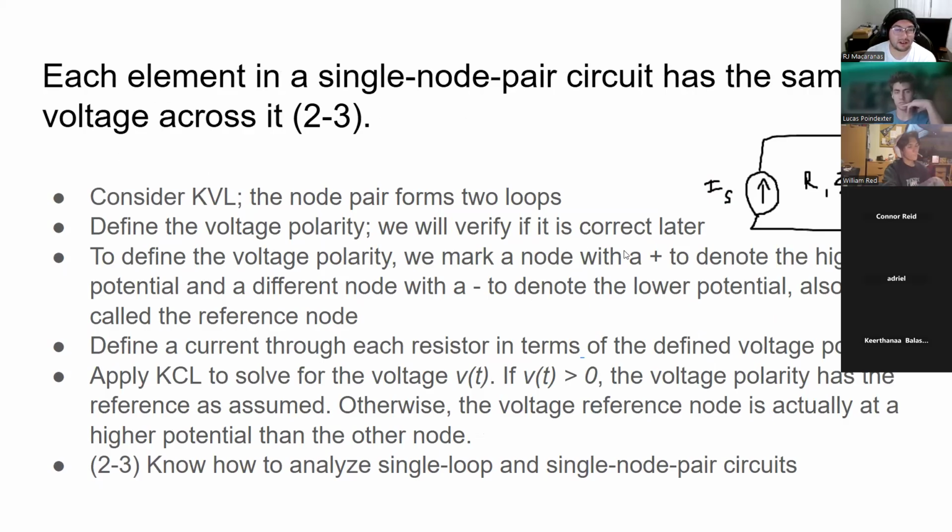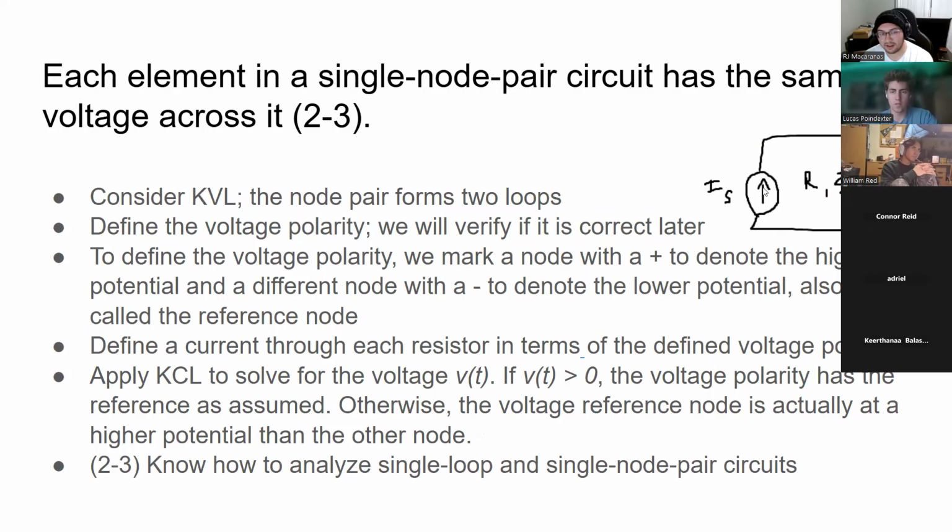So each element in a single node pair circuit has the same voltage across it, right? If we just consider KVL here, what goes up must come down. If I'm going up through the source, I must go down through the resistor, right? So these voltages are actually equal.